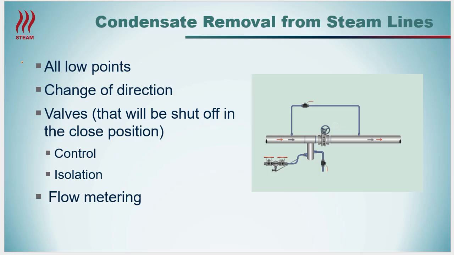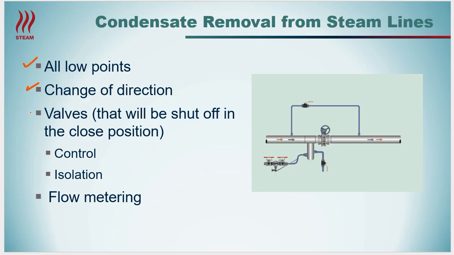Where do we have steam line drip leg pockets with steam trap stations? All low points. Remember one thing: condensate gets out of the steam line by gravity. So therefore, any low point in the steam line must have a drip pocket. Any change in the direction. Condensate wants to flow in a straight line. It does not want to turn right or left or up. So any change of direction, a steam drip leg pocket should be installed.